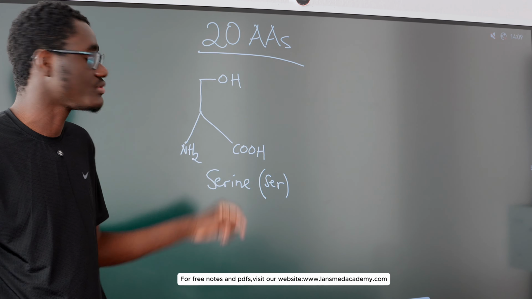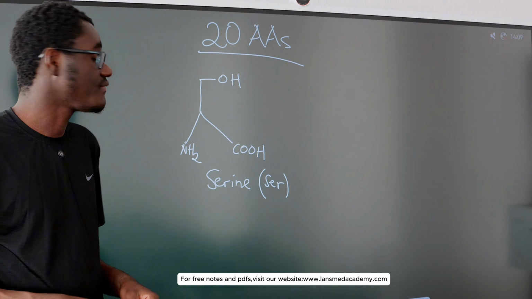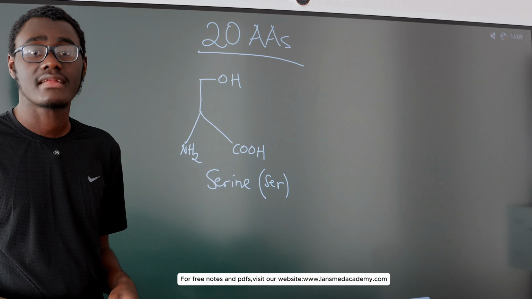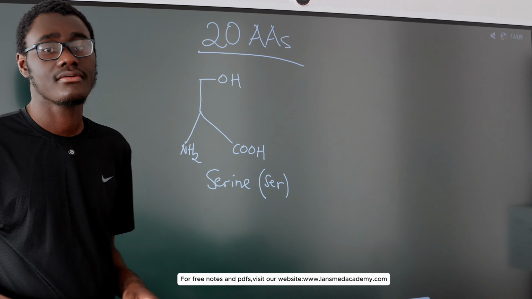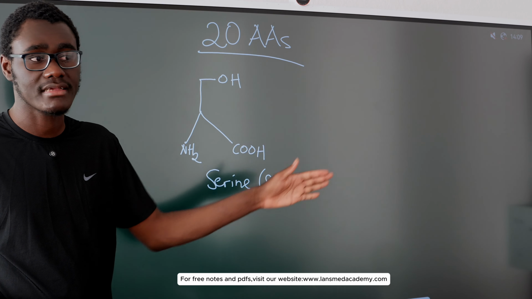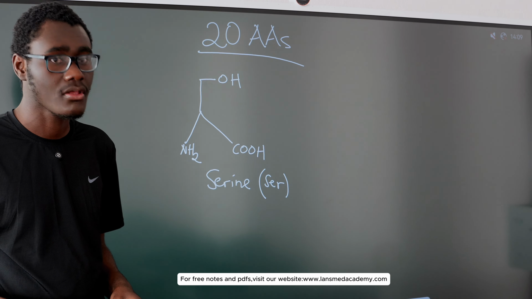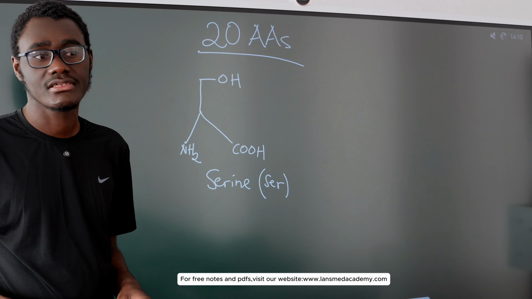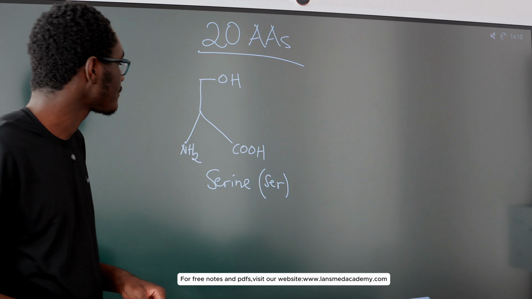The OH that is attached to serine gives it a very significant role in phosphorylation reactions. Amino acids that have OH in them are the ones on which we do phosphorylation reactions, where we can add a phosphate group to them in order to influence cellular reactions.